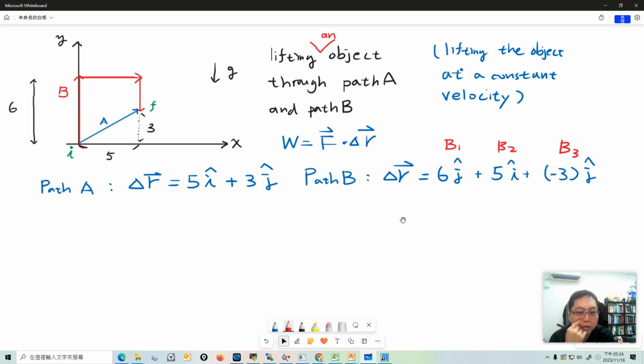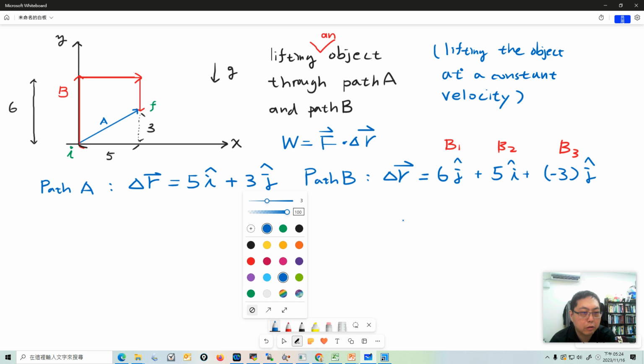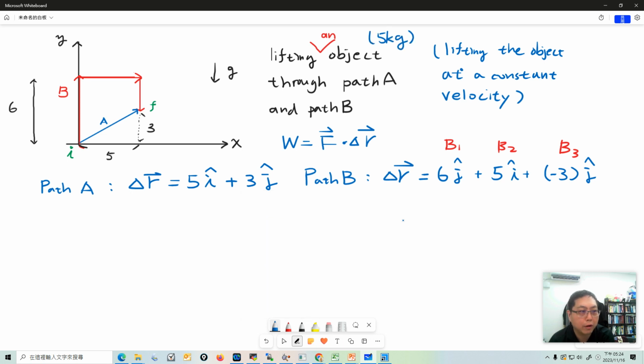Let's start the calculation. What's the mass of the object? Let's say the object is 5 kilograms, and g points downward, so the gravitational force is minus mg. Be careful. So let's see path A. What's the work in path A?